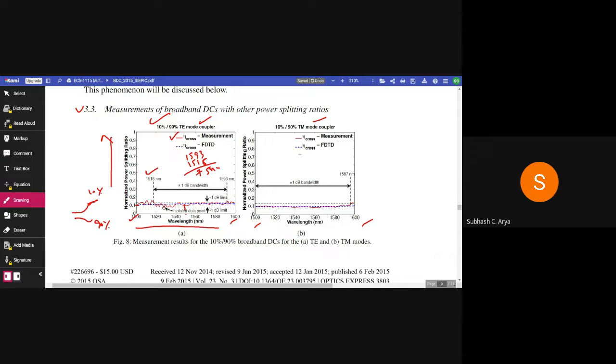Similarly, this is for TE mode, and for TM mode we can see throughout from 1500 to 1600 nanometer, about say 93 basically, exactly if you go. So 93 nanometer is the bandwidth for which plus minus 1 dB bandwidth is available for giving 10 to 90% power splitting ratio for the light which is propagating in TM mode.